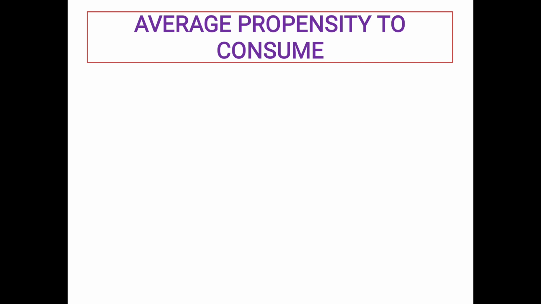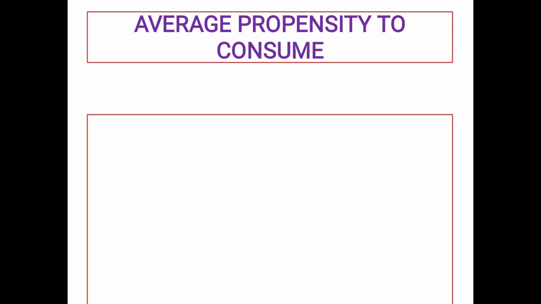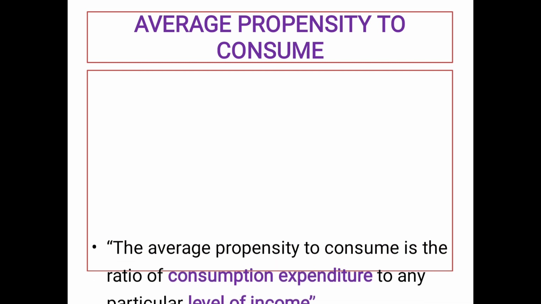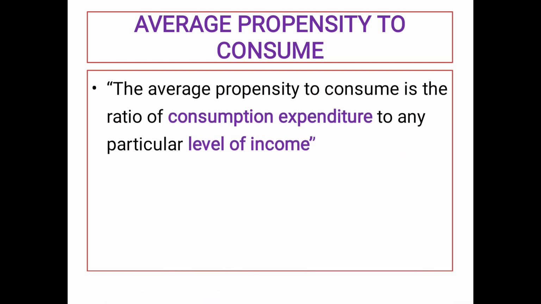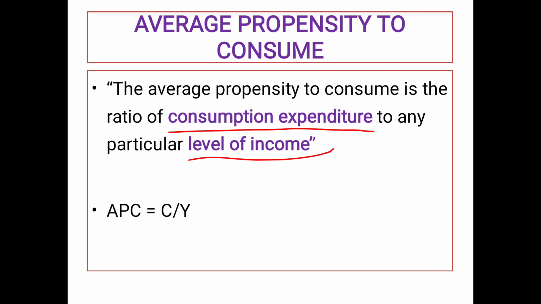So average, marginal propensity to consume. Now what is average propensity to consume? So average propensity to consume is the ratio of consumption expenditure at any particular level of income. Okay, so when your income is changing, automatically the consumption will change. So there's a formula for that.